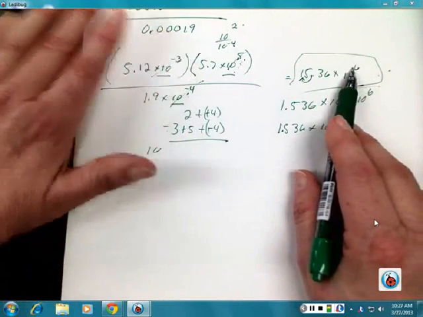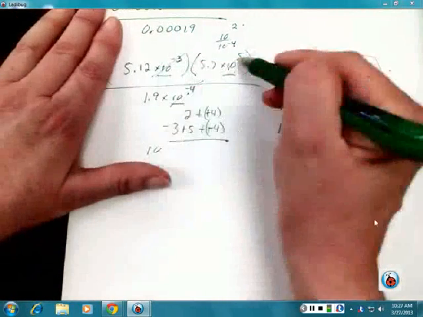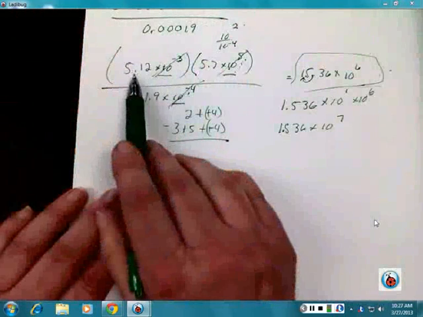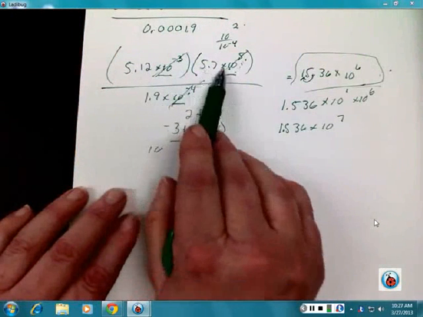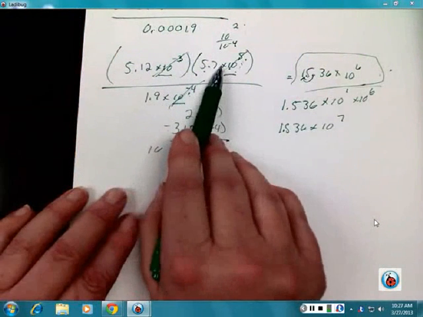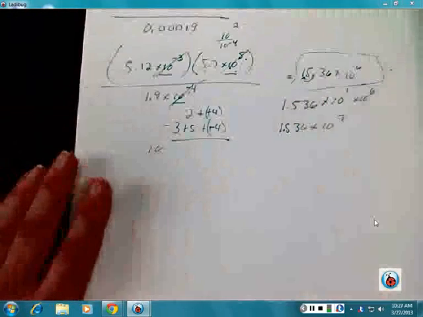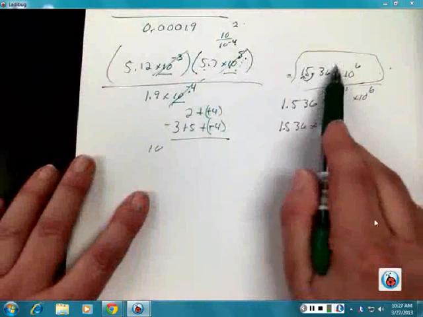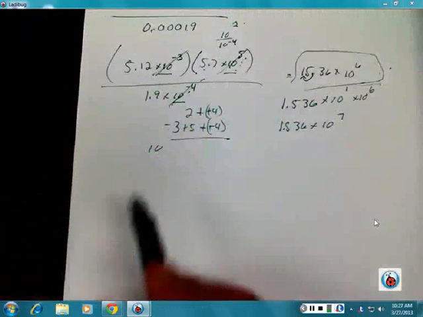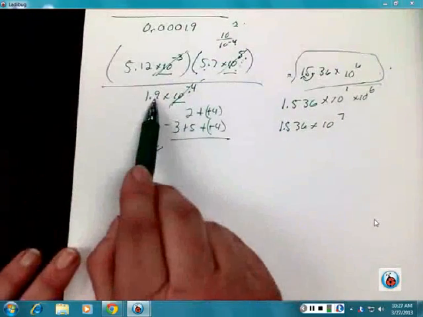Then because I worked with my exponents, I can cross that piece off, and now all I need to do is my numbers. 5.12 times 5.7. Put that in my calculator. Got that answer, divided it by 1.9, and got this. Divide it by 1.9. Yep, because this big bar means to divide. So I'm dividing by 1.9.